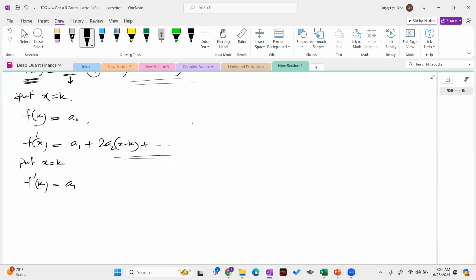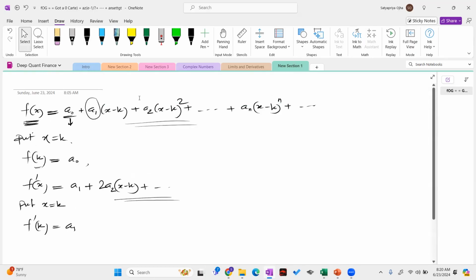Okay, no questions. How do you find a2? Let's do one more. How do you find a2? Differentiate twice. We know the pattern, right? If you differentiate twice, what will happen?